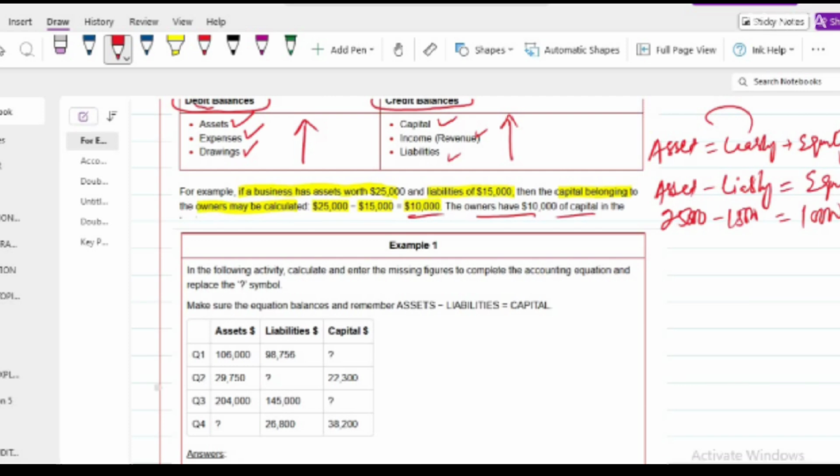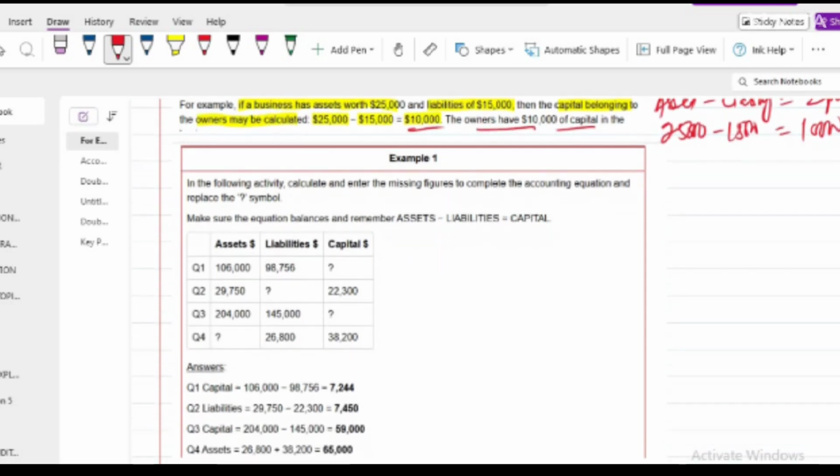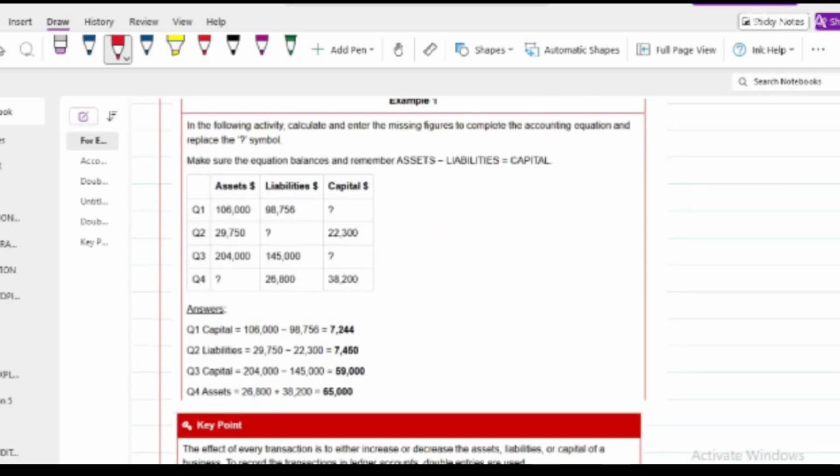Now here we have another example, and this is an activity for your homework. You can do it by yourself, but I will do it here for you. In the following activity, calculate and enter the missing figure to replace the question mark and complete the accounting equation, so make sure the equation balances. We have asset, liability, and capital. When this amount is the asset and you deduct the liability, you will get the capital. If you see here, this is the answer. The answer to question number one is that capital will be this, because you have to reshuffle the equation, and if you do, it will be like this.